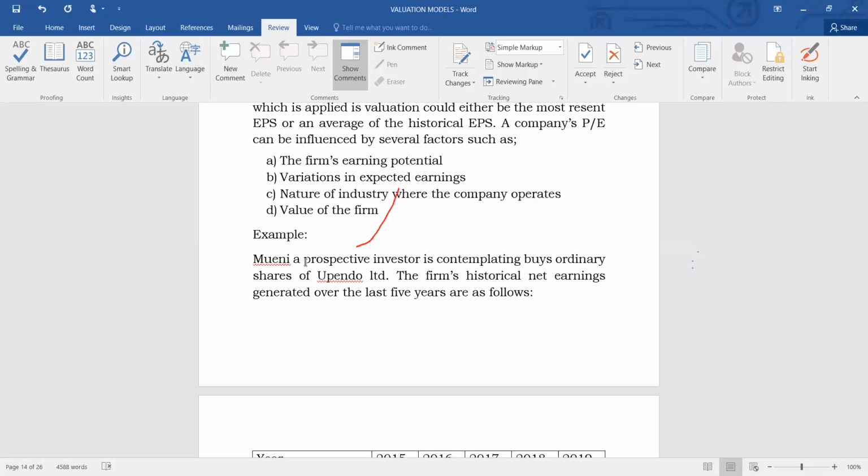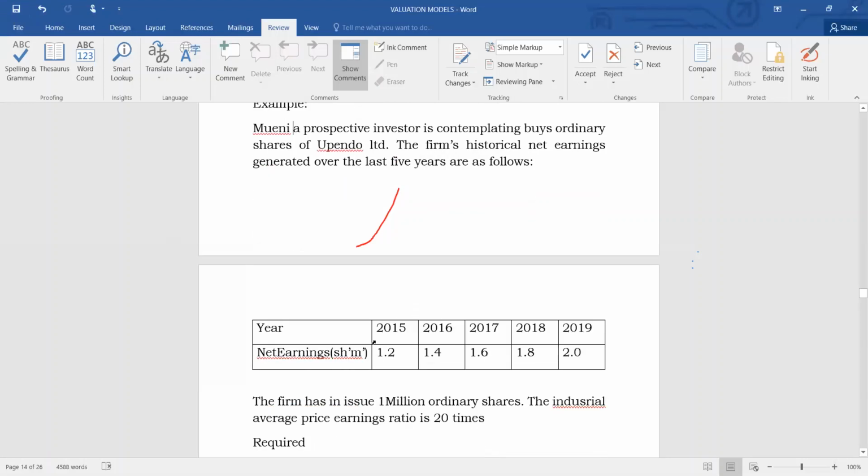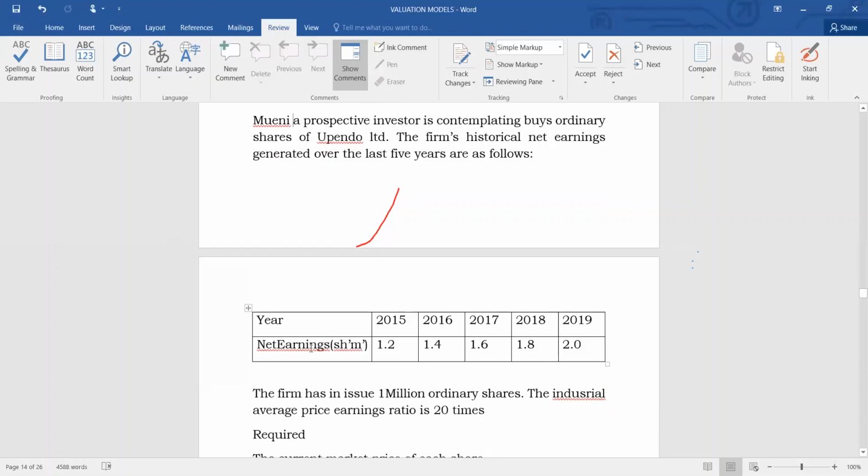Mweni, a prospective investor, is contemplating buying ordinary shares of Upendo Limited. The firm's historical net earnings generated over the last 5 years are as follows. These are net earnings over the last 5 years.